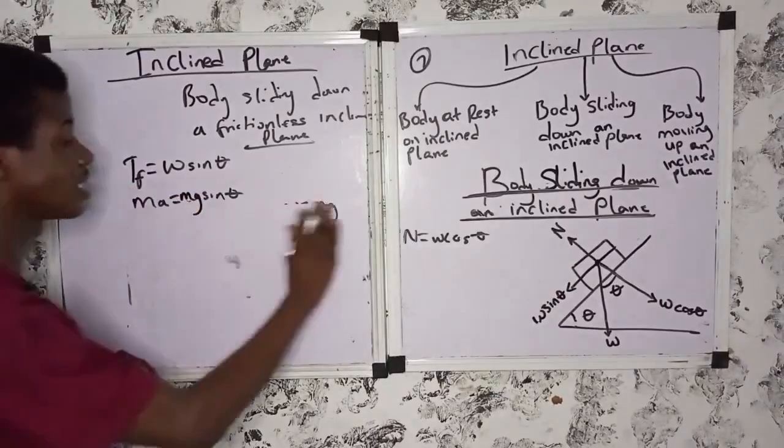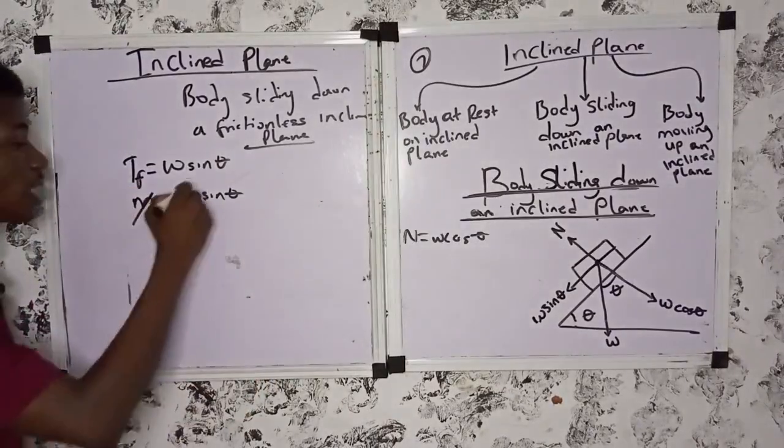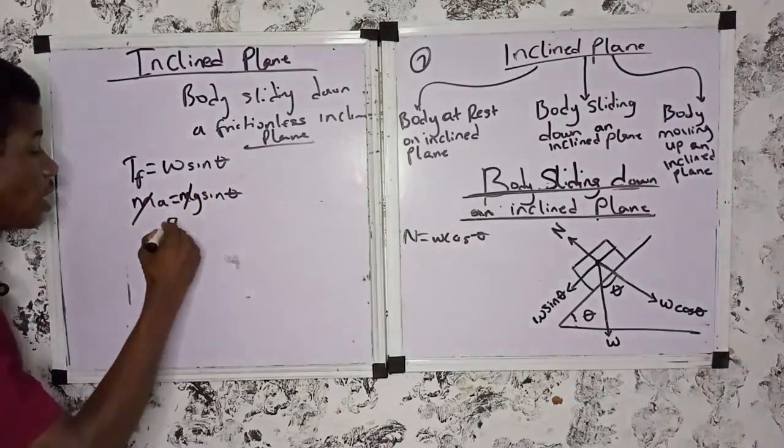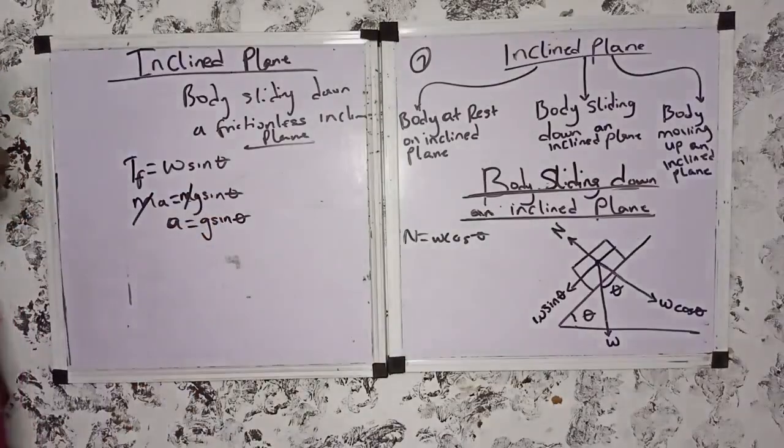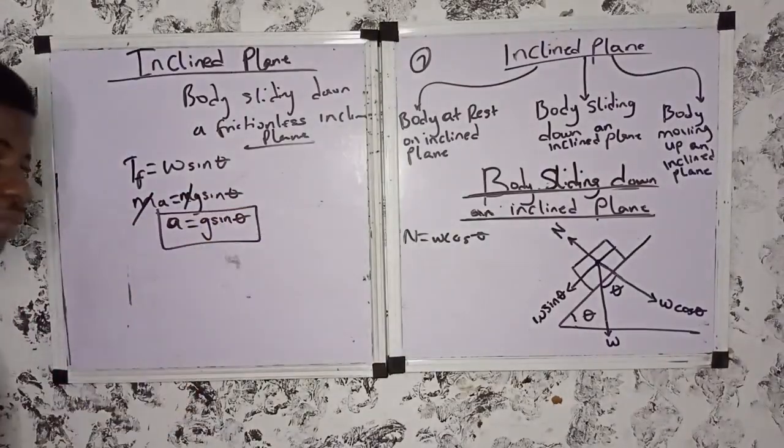Mg sine theta, right? Yes. So this m will cancel this m. We'll be left with what? a, acceleration, is equal to g sine theta. Okay, so yes.